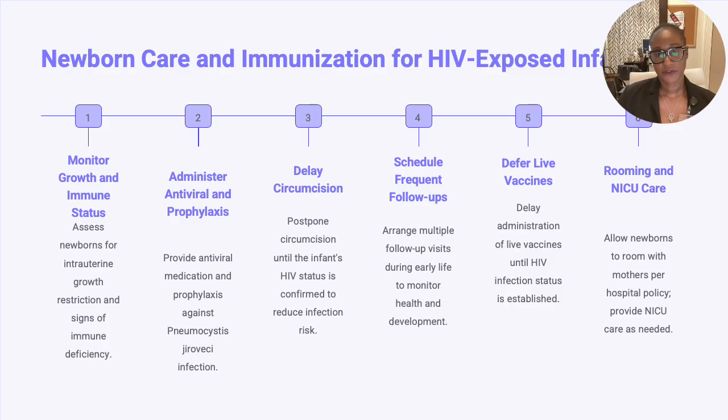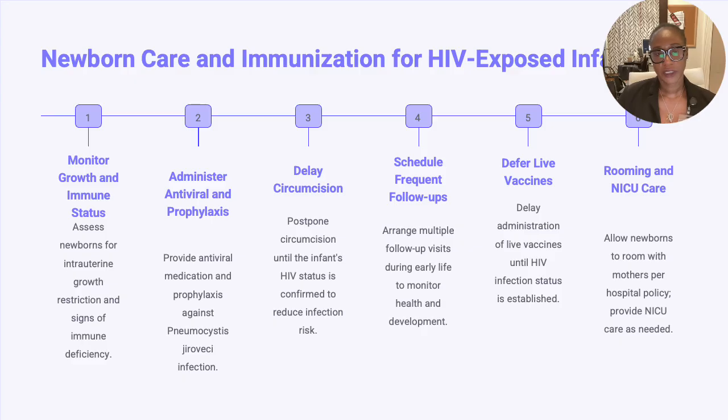So the antiretroviral medication may be administered as prescribed for the first 6 weeks of life, or longer if the healthcare provider deems it necessary. And then monitor for early signs of immune deficiency, such as enlarged spleen or liver, adenopathy, impairment in growth and development.